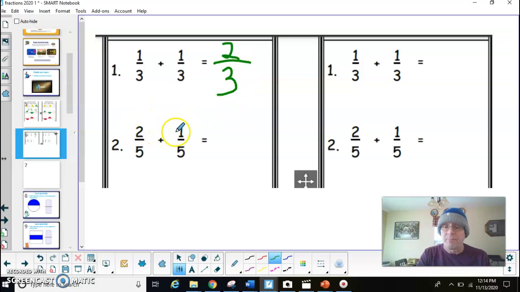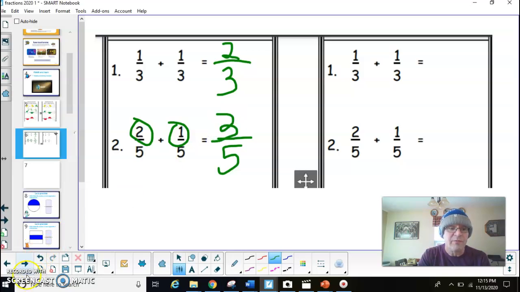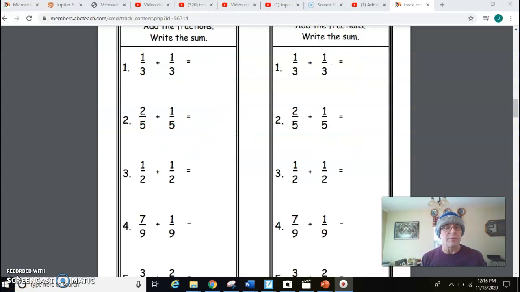When I add 2/5 plus 1/5, it's not 3/10, right? You're adding pieces that are broken up into 5. You're adding something broken into 5 pieces together, right? It's still going to take 5 pieces to make your whole thing, but you took 2 of those pieces and added it to one of those pieces, and you got 3/5.